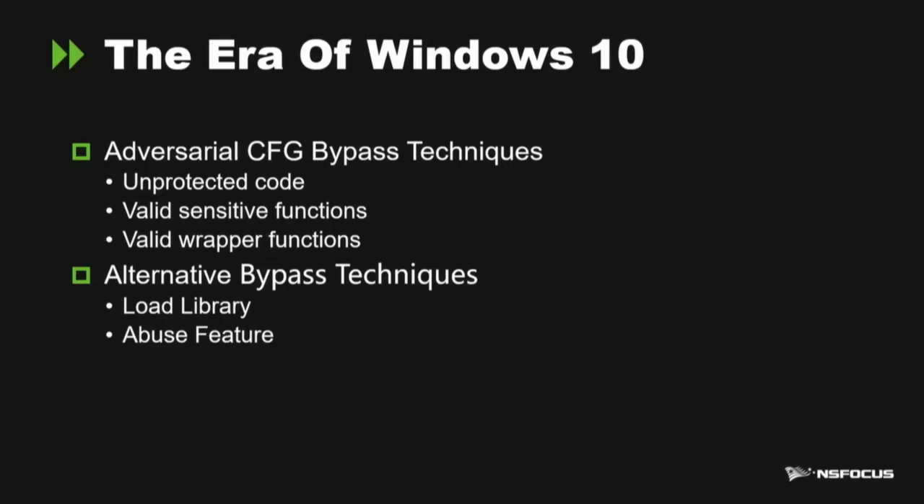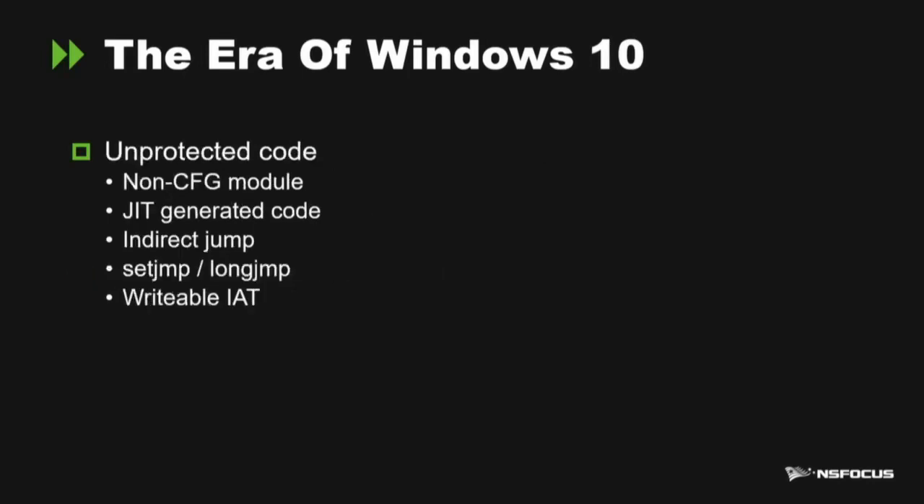There are two categories of these techniques. One directly attacks CFG to bypass it. And the other chooses an alternative way to achieve arbitrary code execution. First, let's look at the adversary techniques.